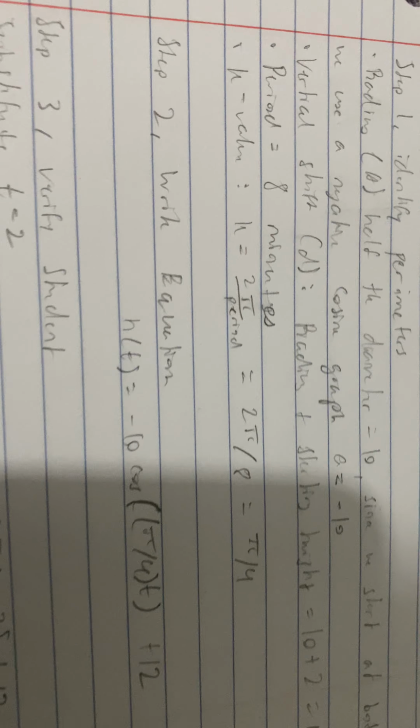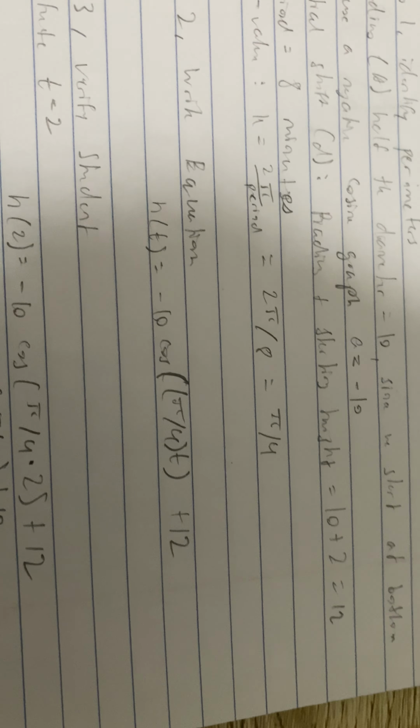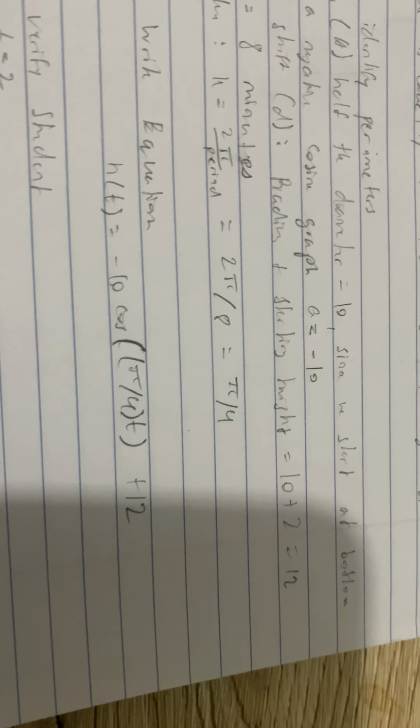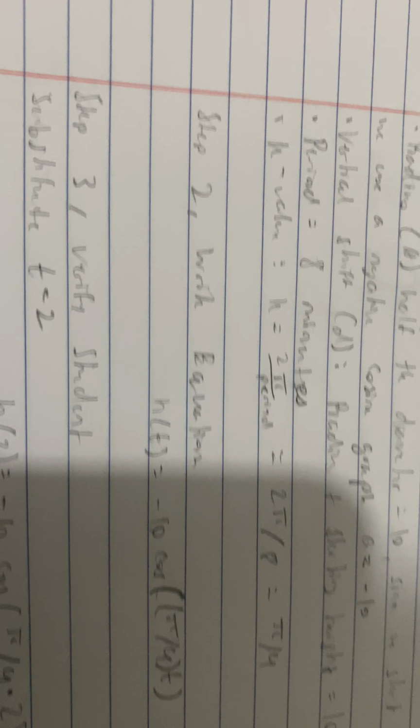So step 2, we write our equation h(t) equals negative 10 cos, and I put this in double brackets because it was a little hard to see, but essentially it's negative 10 cos of pi over 4 times t, plus 12.